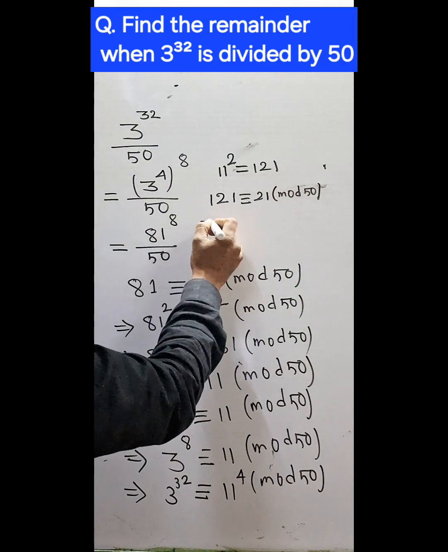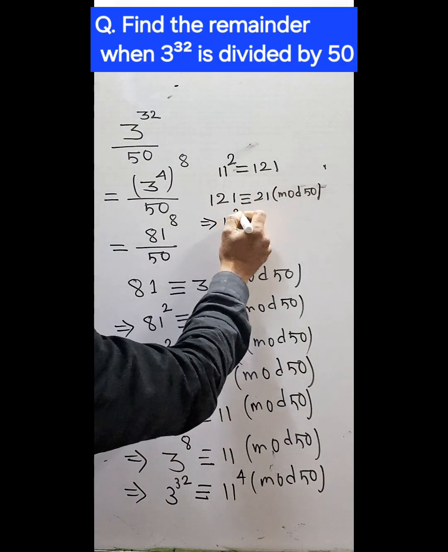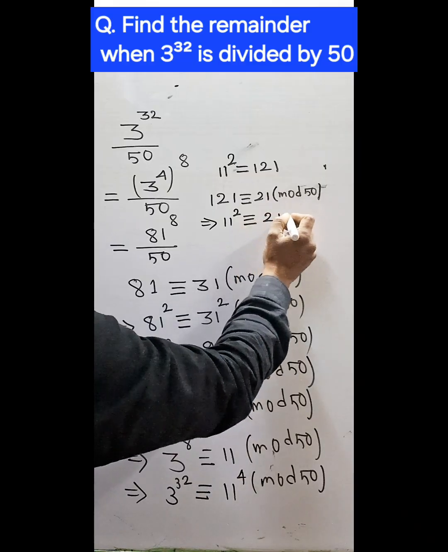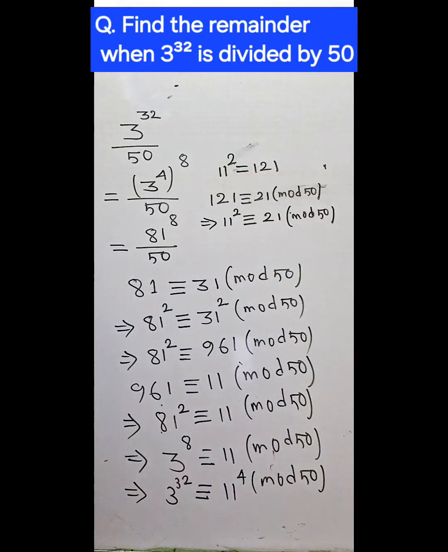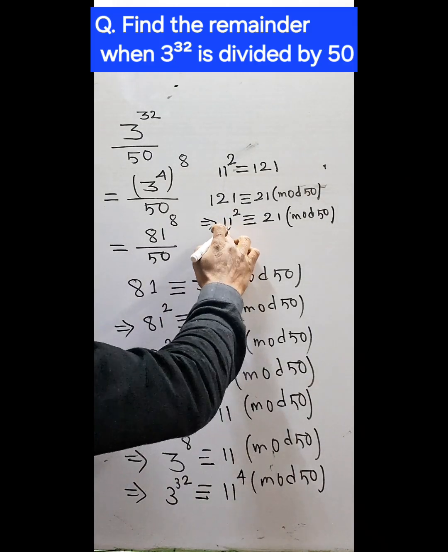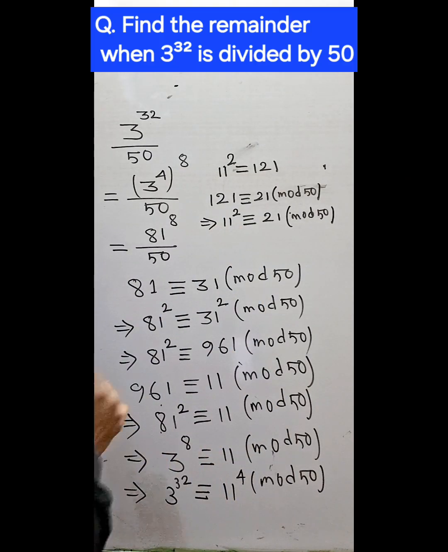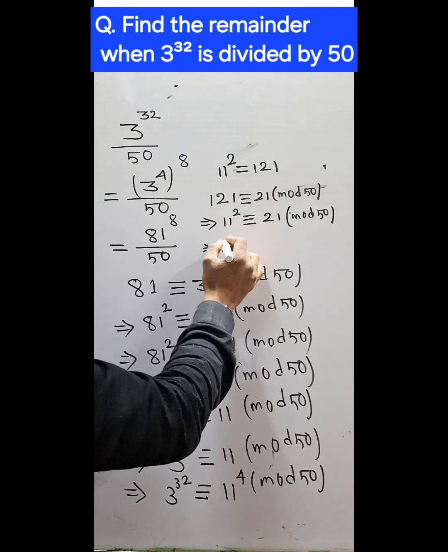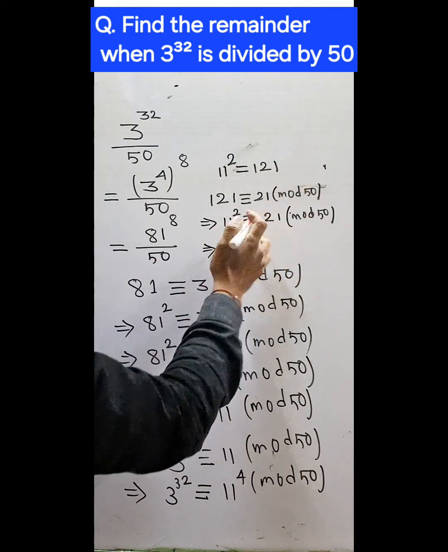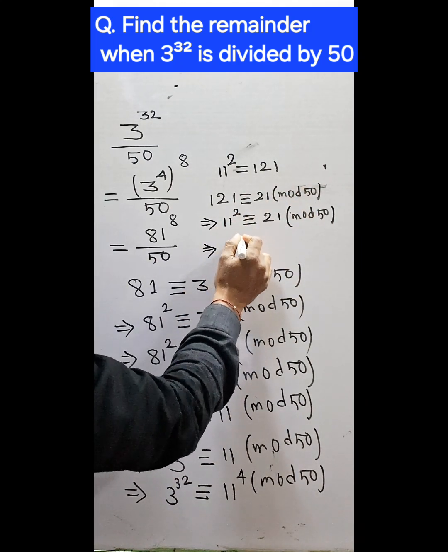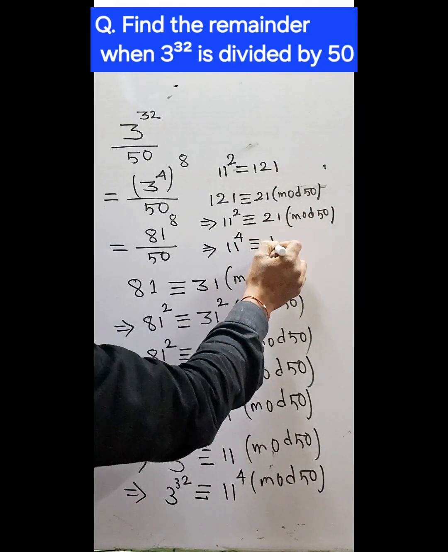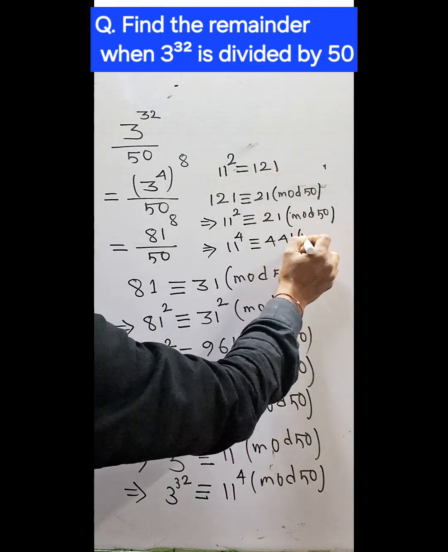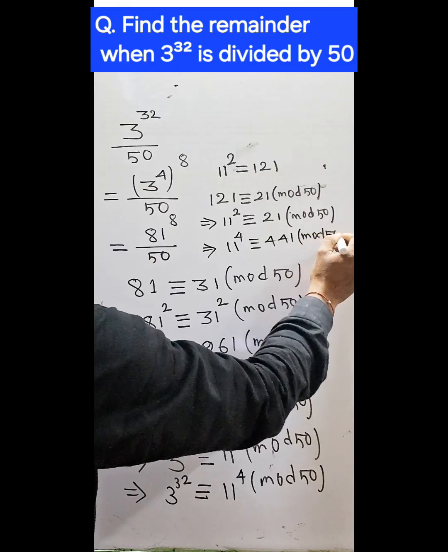And 121 is nothing but 11 squared, congruent to 21 modulo 50. Now see, 11 squared, but here it is 11 to the power 4. Now just raise the power by 2, or squaring both sides, you can say. So 11 to the power 4 you will get congruent to 21 squared, which is 441, modulo 50.